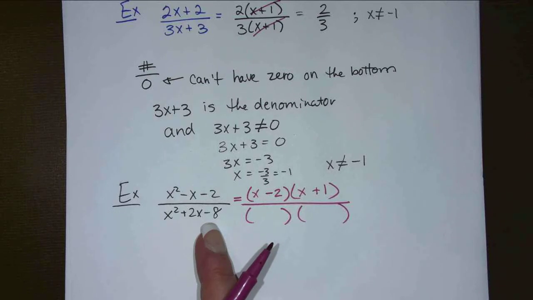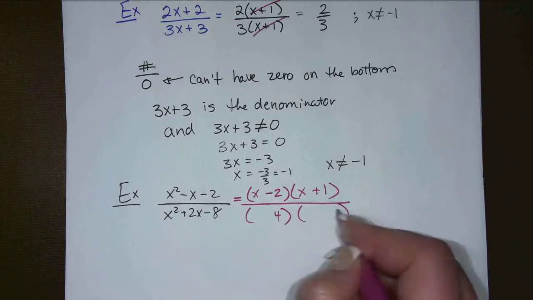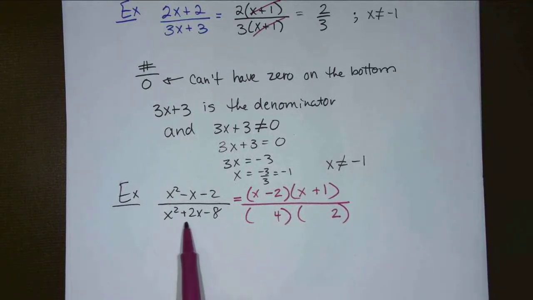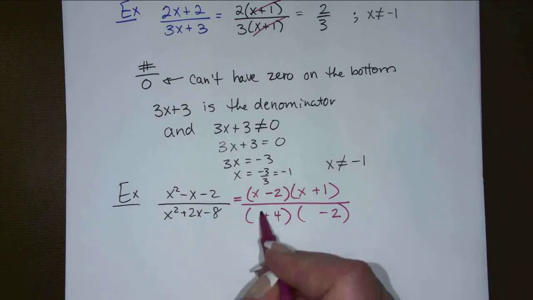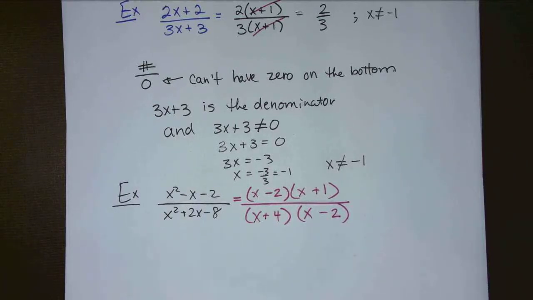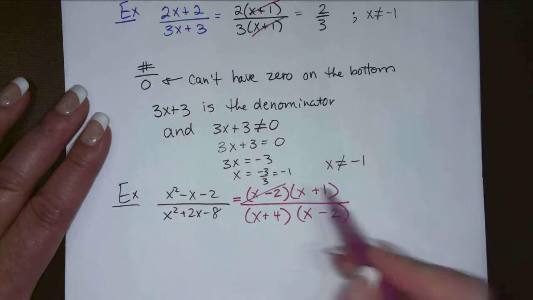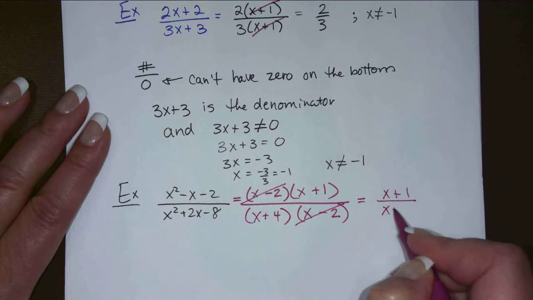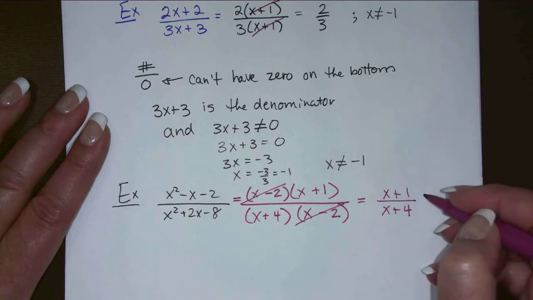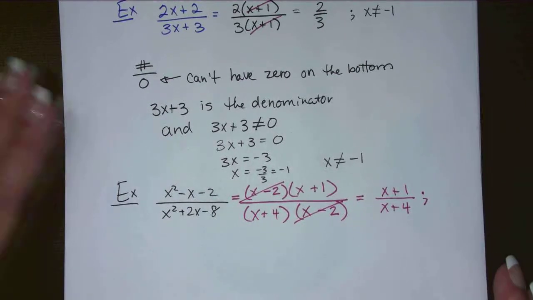Negative 8. Two numbers that multiply to give negative 8. 2 and 4, or 4 and 2. We want them to add to give a positive 2. So positive 4 minus 2. Okay, so once you have it factored, we say, do they have a common factor that you could cancel? Yes, the negative 2. And so our answer here is x plus 1 over x plus 4. What would the restriction be? The restriction that you canceled out.